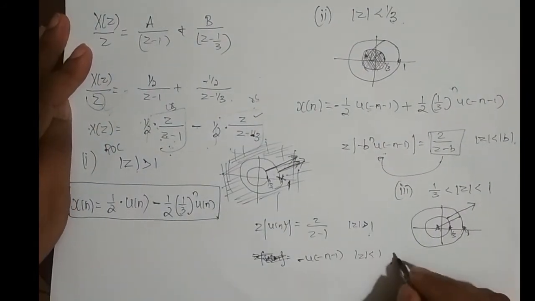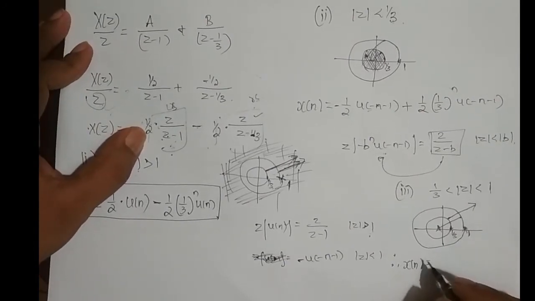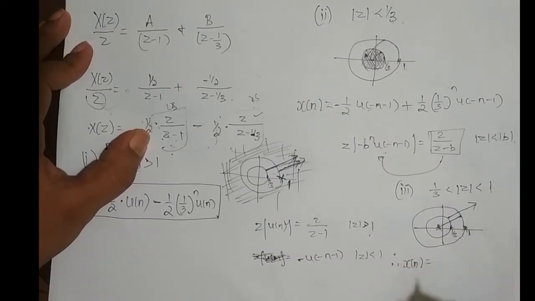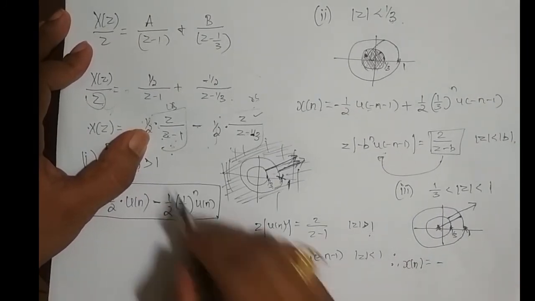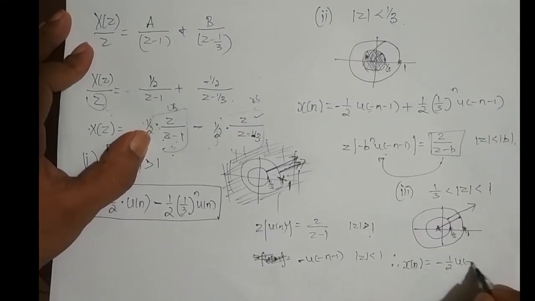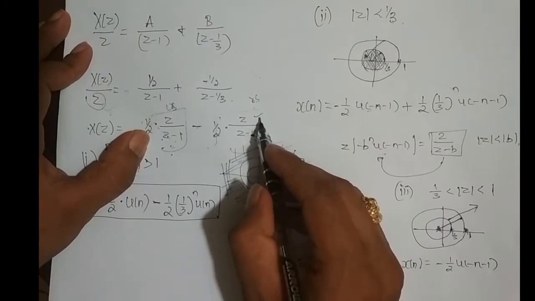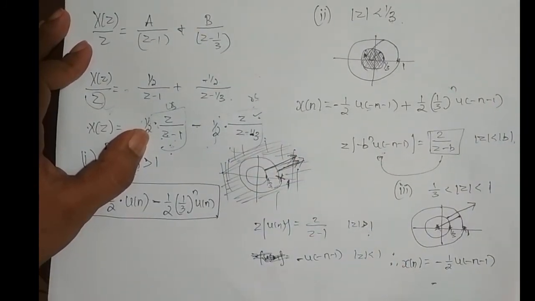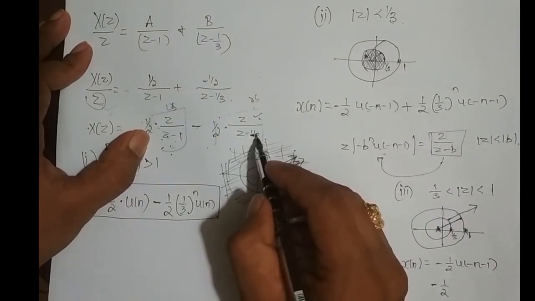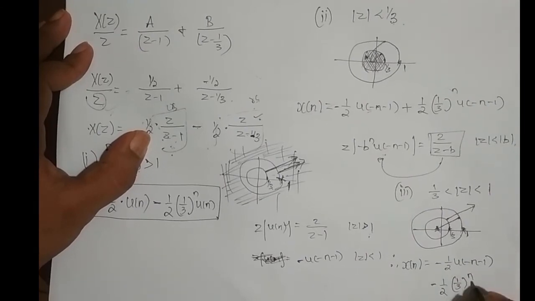Fine. So what do we have? x of n is equal to, this should be a left-sided sequence because it corresponds to the pole at 1, so it should be inside. So minus of, why did I write minus? Because it is a left-sided sequence. So 1 by 2 into u of minus n minus 1, and this should be a right-sided sequence. Since it is right-sided, I write the minus as it is, 1 by 2 into, what is the right-sided inverse Z transform? It is a power n u of n, which is nothing but 1 by 3 power n u of n.